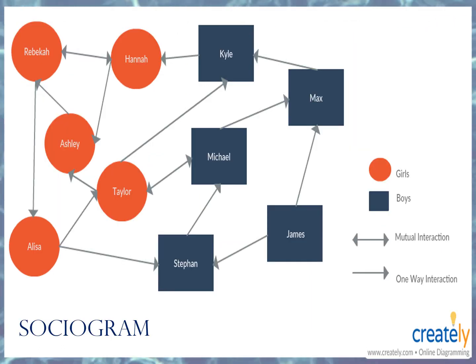Sociogram is a tool that is used to visualize the types of relationships within a group. This will help you understand group behavior. It can alert you about people who are being isolated within the group or popular among many.